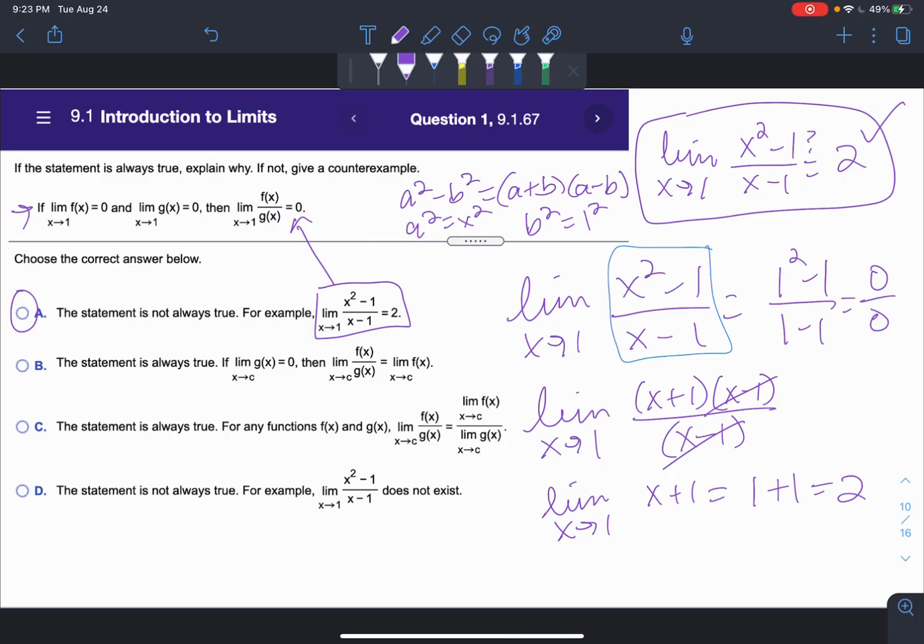All right, so you could go through the other examples and try to figure out why they aren't true. D is not true because we just found that the limit does exist and it's equal to 2. So we know that D's out. And we know that the statement can't always be true. There has to be some situation where it may not be equal to 0.